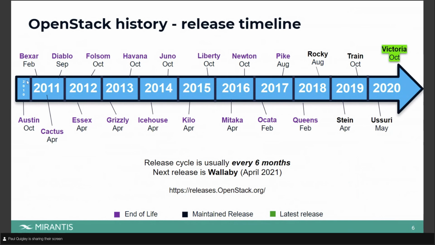But you can see the releases are alphabetical: Austin, Bexar, Cactus, Diablo, with Victoria being the latest release. Typically, you'll see a release every 6 months. That does change from time to time, but 2 releases a year. Use that as a guideline. So Victoria came out in October. Wallaby is the next release, which will come out next month.